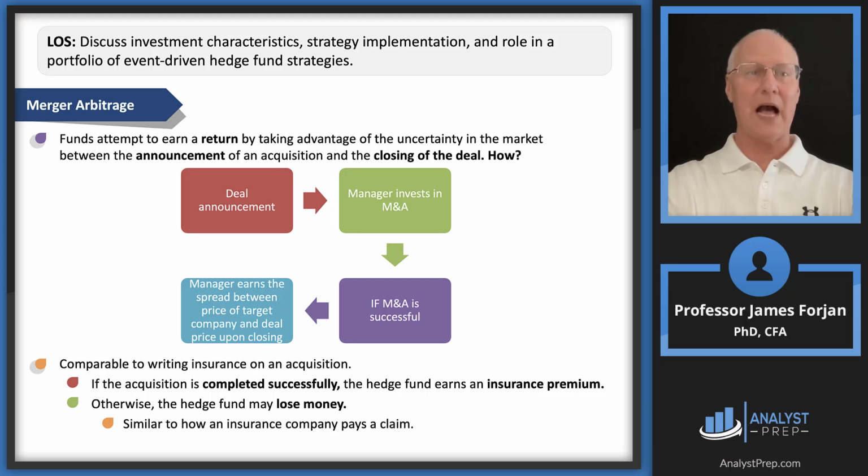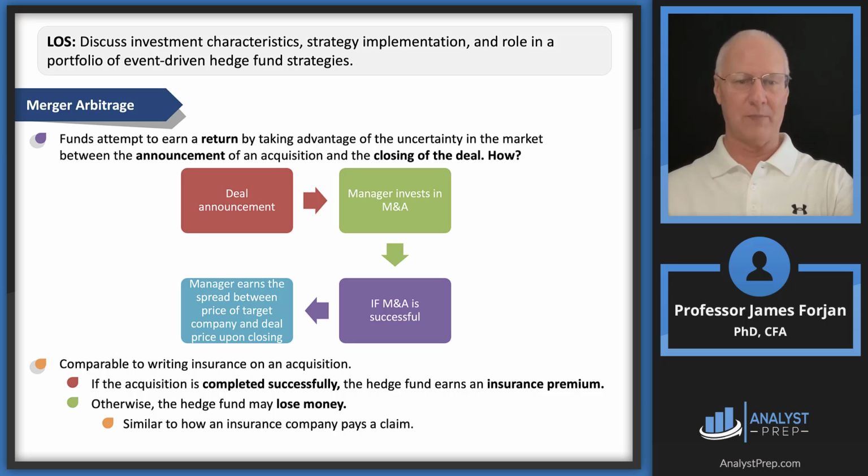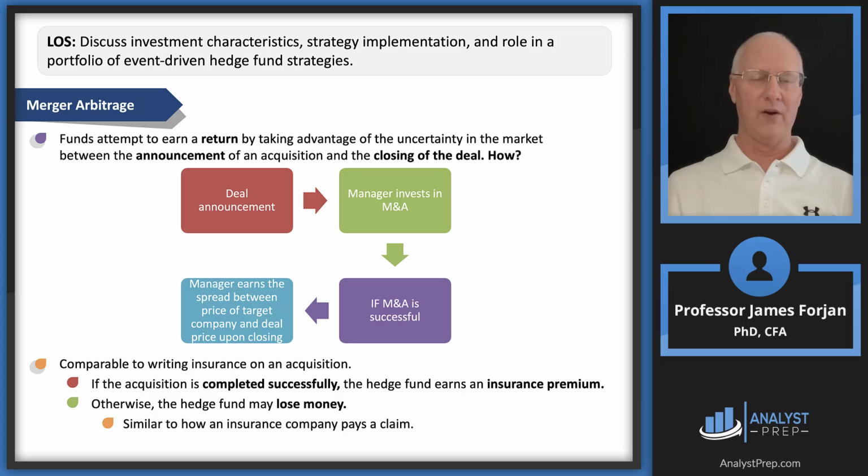But you could have still made $10. I mean, it's not arbitrage, right? It's not a guaranteed profit, but it still sounds like arbitrage profitability there. So look at the very bottom teardrop point. If the acquisition is completed successfully, then the hedge fund earns this premium, right? The $54 minus the 44 or the 42. Otherwise, the hedge fund may lose money.